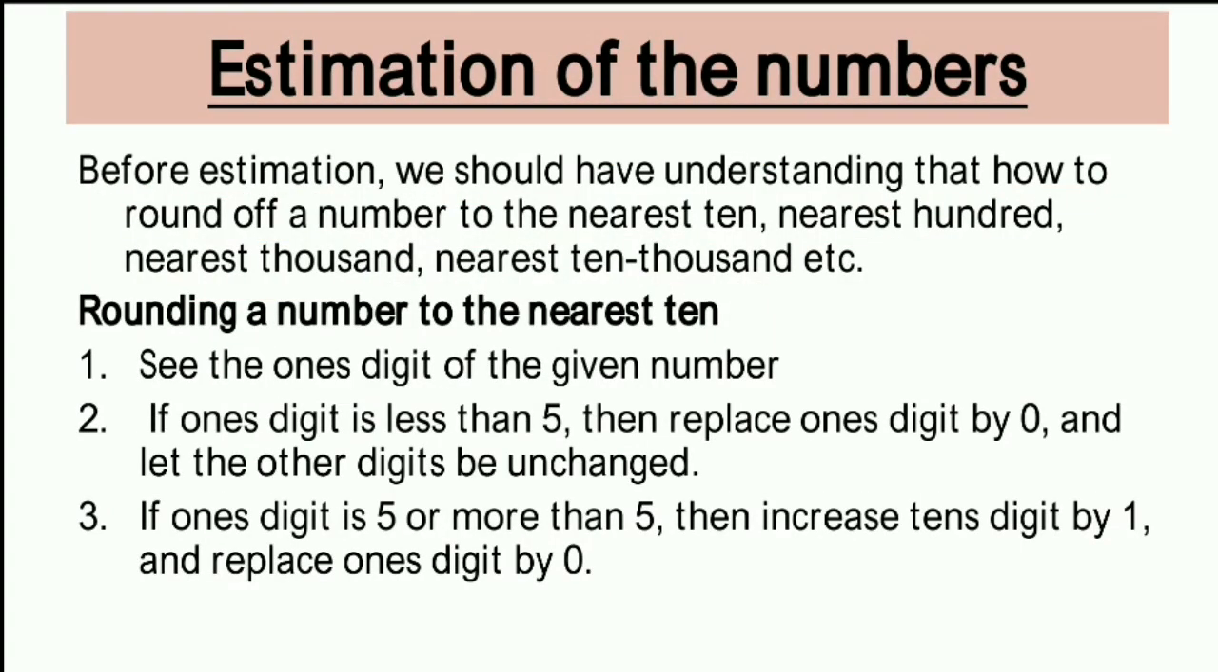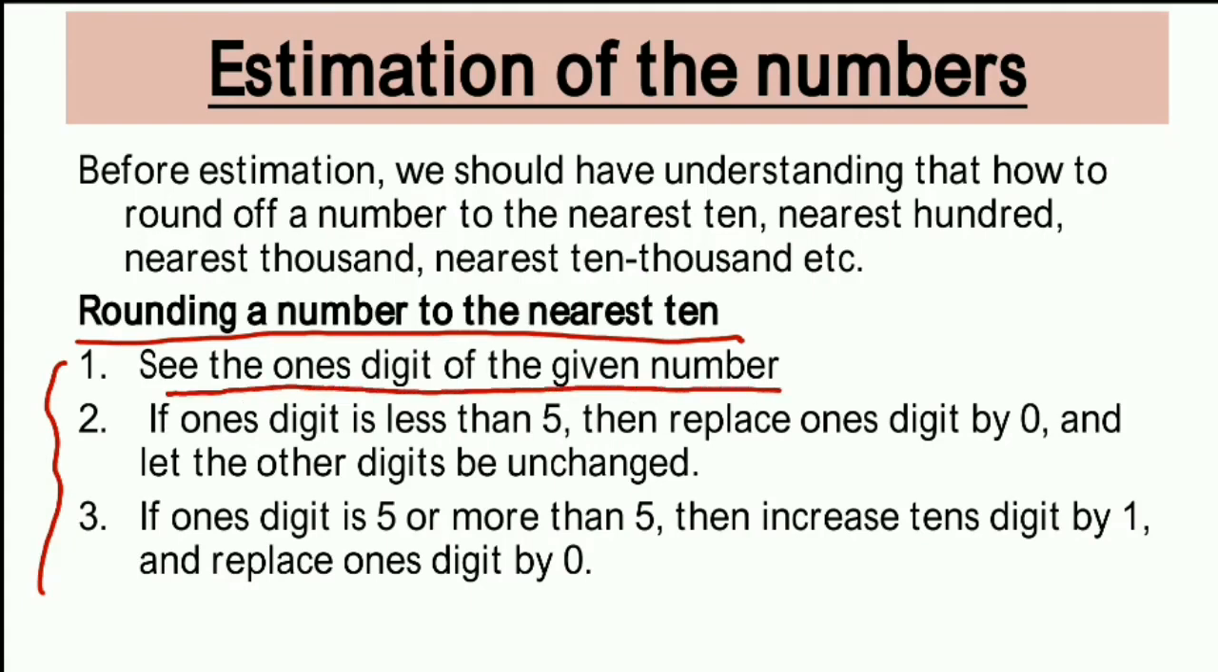So now we will learn how to round off any number to the nearest 10. For that there are a few rules. First we will look at the ones digit, which is just before the tens digit. If we are going to round off a number to the nearest 10, just before the tens digit, which digit comes? Ones. So first we will see the ones digit.